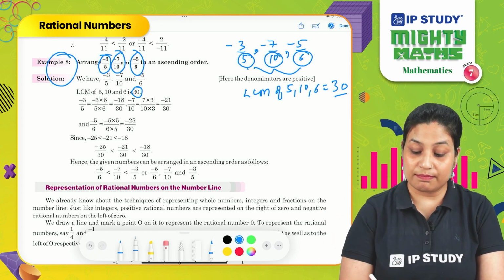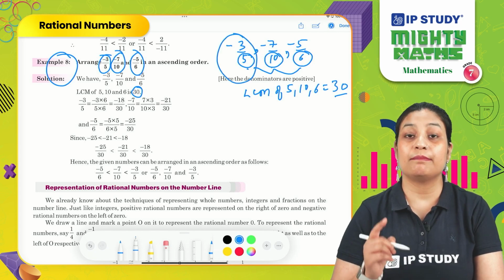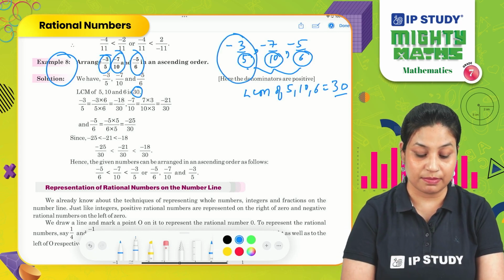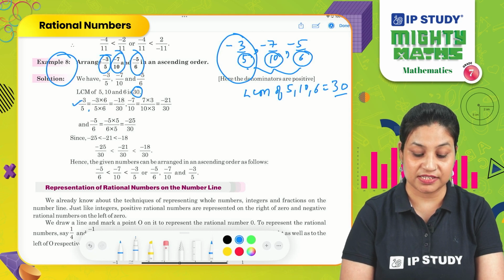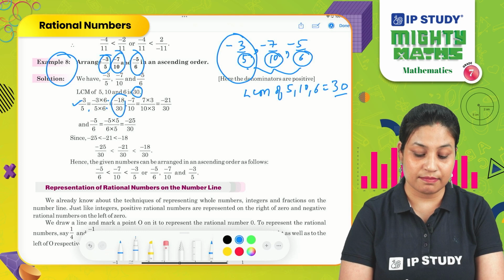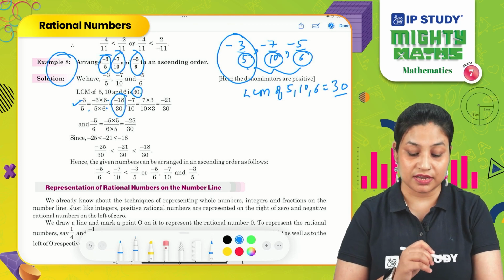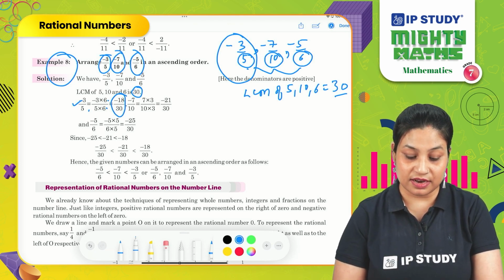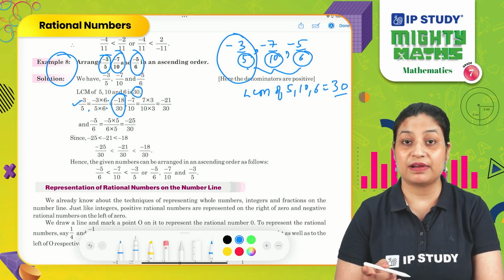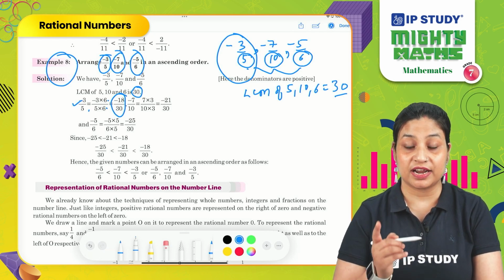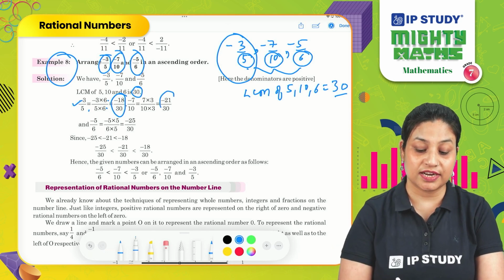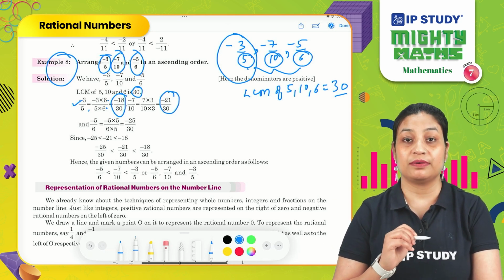So minus 3 by 5 will be multiplied with 6, both numerator and denominator. So here minus 3 by 5 multiplied by 6, in the numerator and denominator, what you will get? Minus 18 by 30, right? Next, the number is minus 7 by 10. So here minus 7 by 10 will be multiplied by 3 in the numerator and the denominator. Then only you will get your denominator as 30. So your second rational number becomes minus 21 by 30.